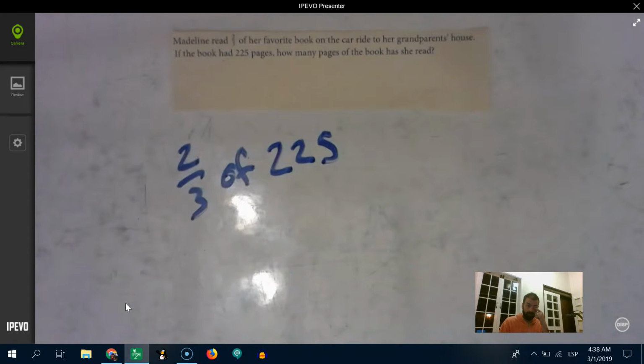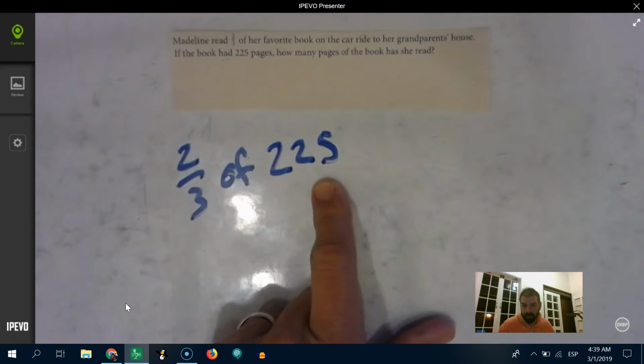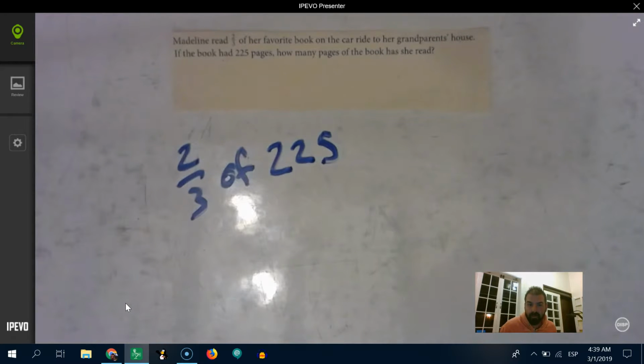Alright, so now, gotta think about stuff here. How am I gonna break 225 into thirds? I guess I'm gonna have to do some division here, which is weird because it's a multiplication problem. I could just double 225 and say she read 450 thirds of pages. But that doesn't sound reasonable at all. I mean, that is the answer, but it's not the best answer that we can come up with. So 2/3 of 225.